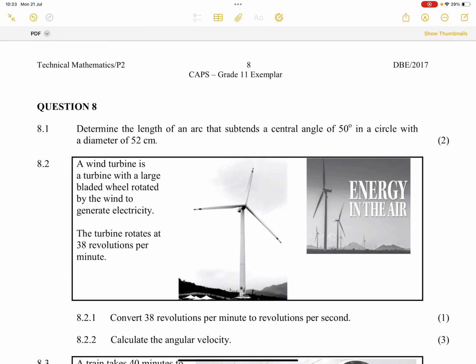All right, so we are looking at question 8 of this technical maths paper 2 exemplar for grade 11.